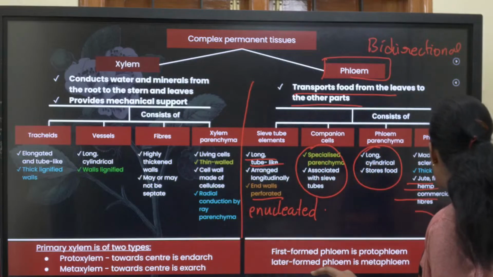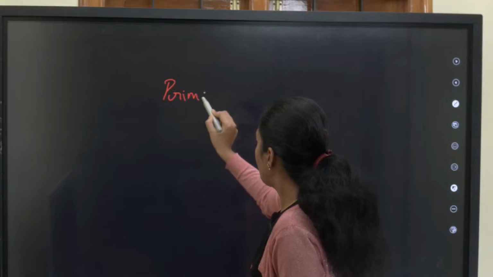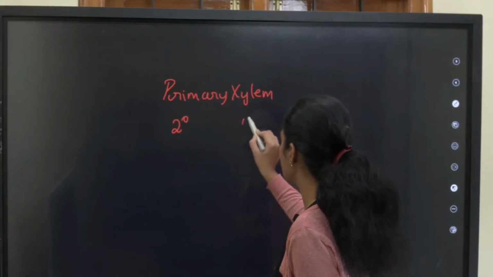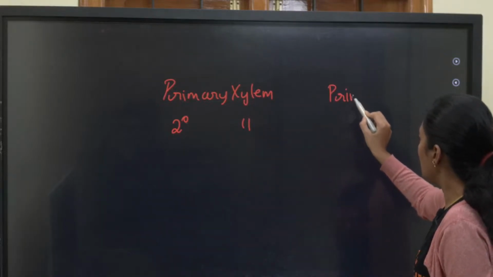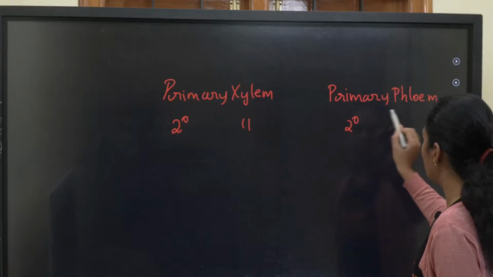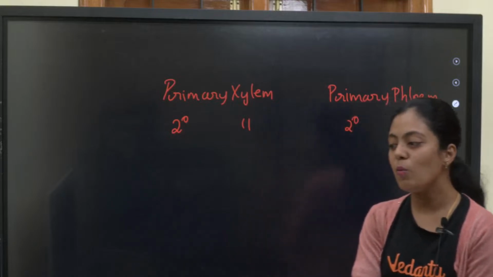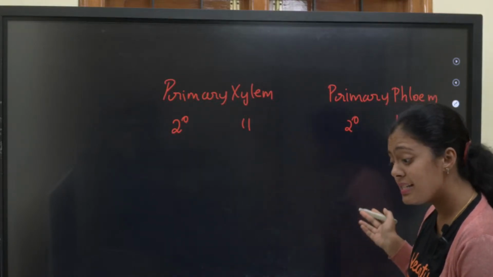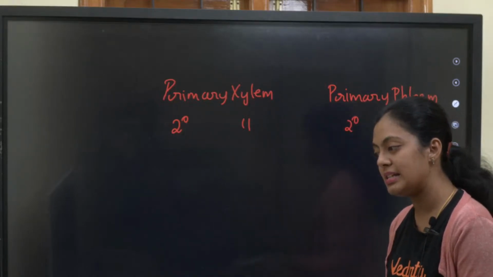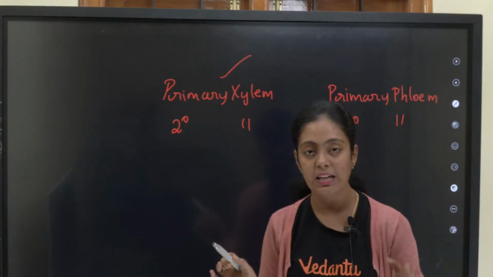You have two kinds of xylem and phloem: primary xylem and secondary xylem, and similarly primary phloem and secondary phloem. Can anyone watching live tell me if companion cells are living? In phloem, companion cells are living. What is primary xylem? What is secondary xylem? Anyone, can you tell me?